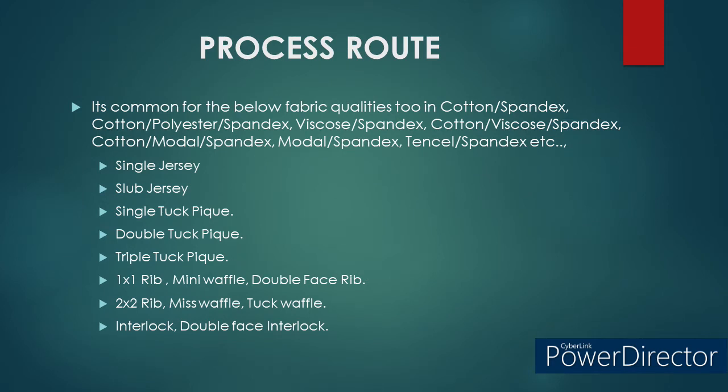This process route and costing methodology are common for the below fabric qualities too, with contents like cotton spandex, cotton polyester spandex, viscose spandex, cotton viscose spandex, cotton modal spandex, tencel spandex, etc. For fabric qualities like single jersey with spandex, slub jersey with spandex, single tuck PQ with spandex, double tuck PQ with spandex, triple tuck PQ with spandex, 1x1 rib with all feeder spandex, mini waffle with spandex, double face rib with spandex, 2x2 rib with all feeder spandex, miss waffle with spandex, tuck waffle with spandex, interlock with spandex, double face interlock with spandex.